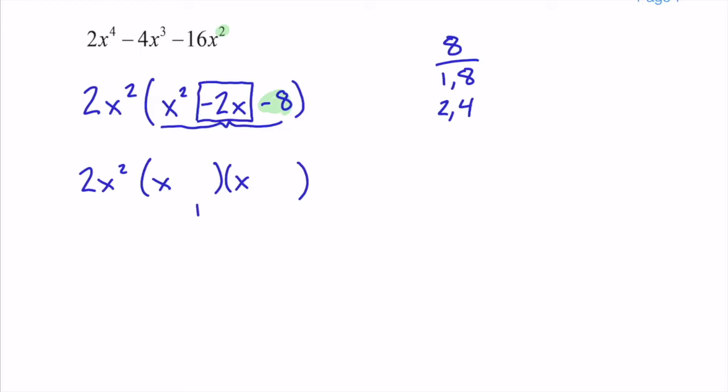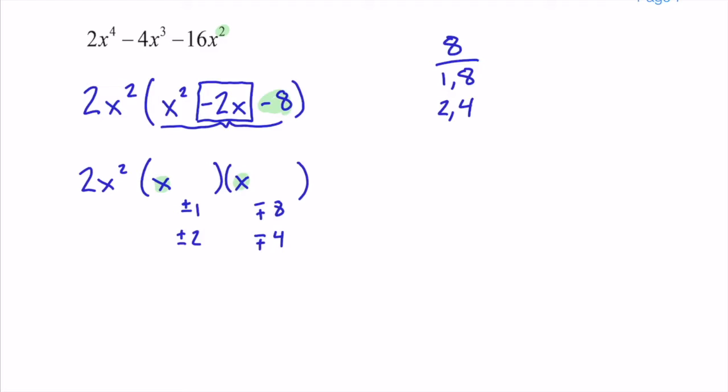So I can have 1 and 8, and they can be positive or negative. And I could have a 2 and a 4, and they could be positive or negative. And I should probably write it upside down for the other side, since they have to be opposite. So for the first one, since I'm only multiplying x's, it's the same thing, I don't have to flip the order on this one and do 8 and 1 and 4 and 2.